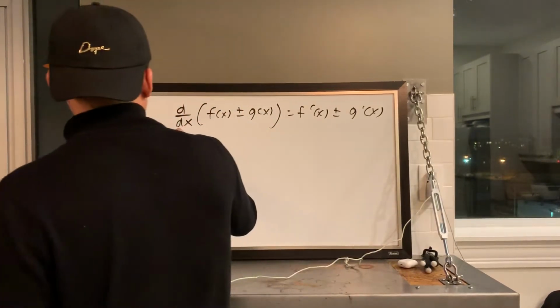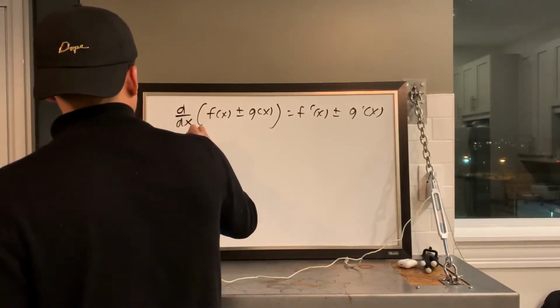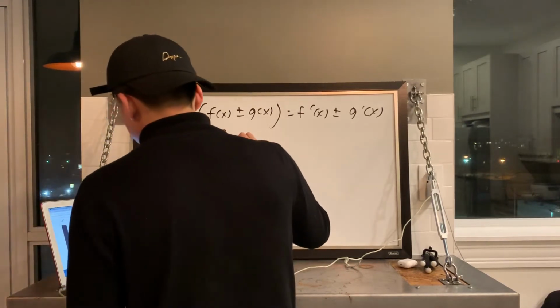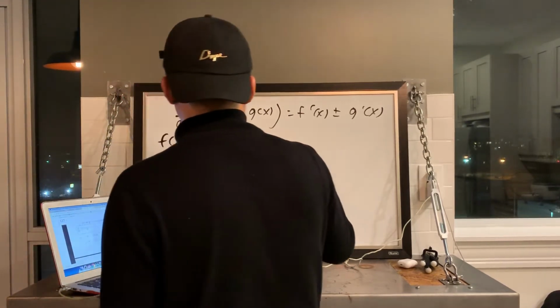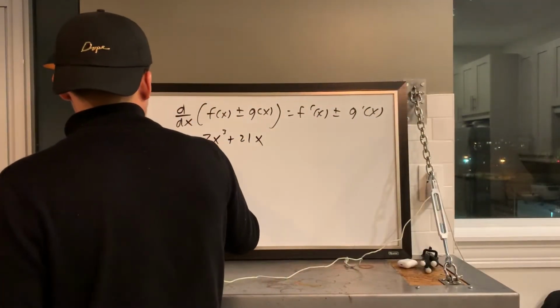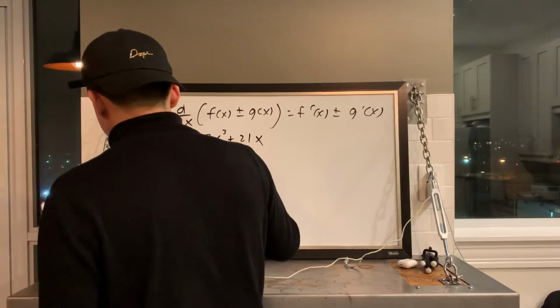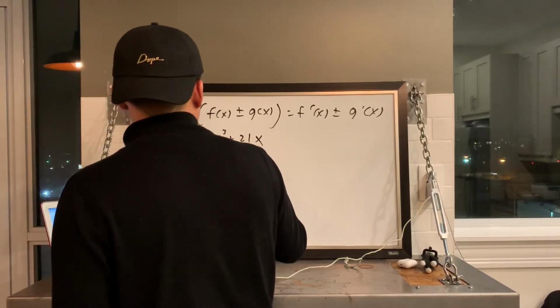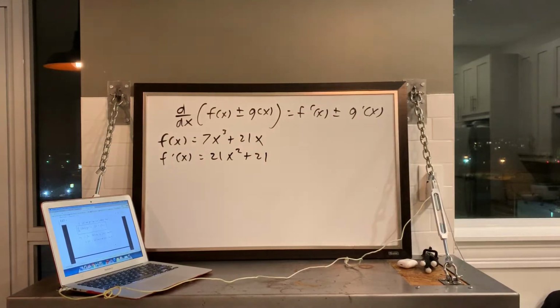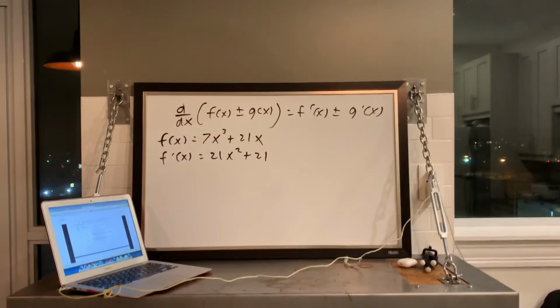So if you have f of x equal to 7x cubed plus 21x, that would mean that f prime of x equals 21x squared plus 21.